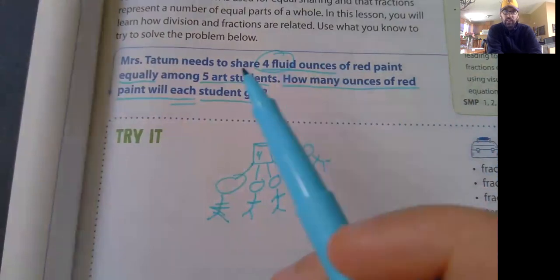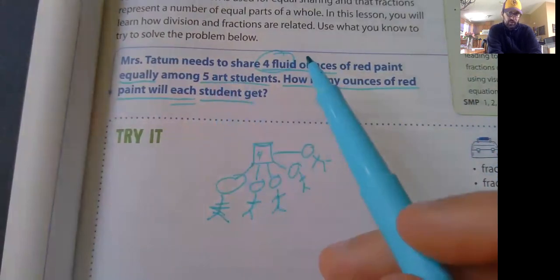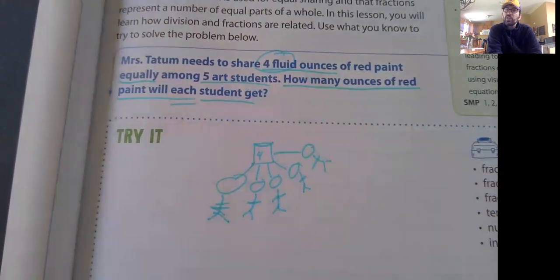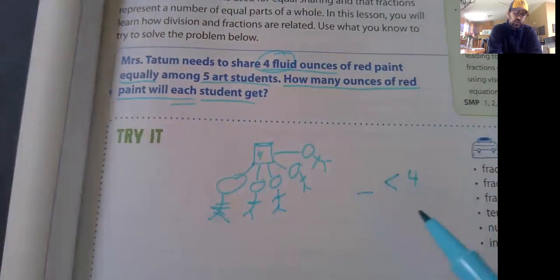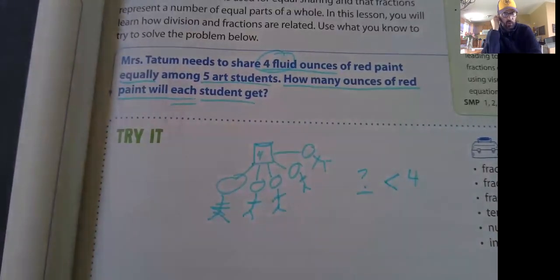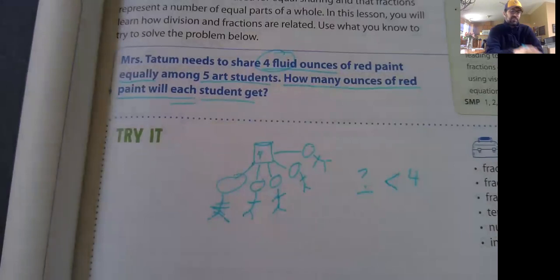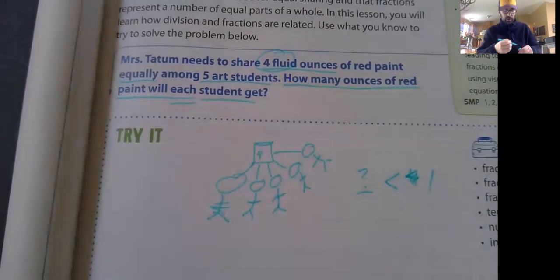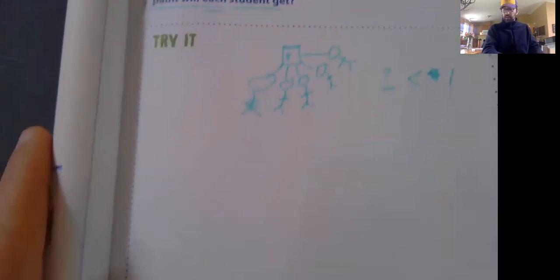Well, you might realize right away that, hey, there's more students than ounces. Can't do it, right? Of course you can. We just know that the answer is going to be less than 4, right? Whatever that answer is, it's going to be less than 4. Not less than 4. What am I thinking? It's going to be less than 1. Whew, sorry. It's going to be less than 1, right? Obviously. So let's go ahead and look at this.